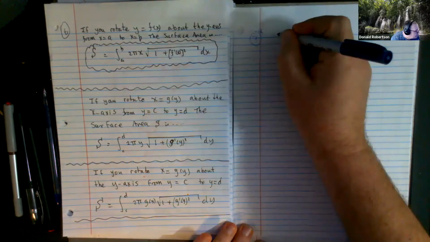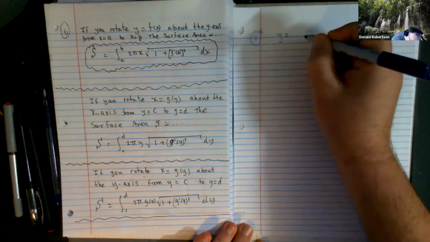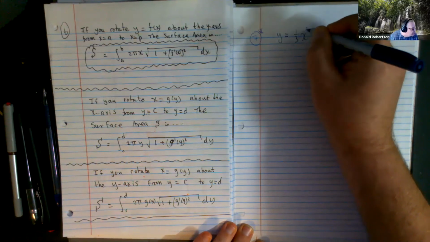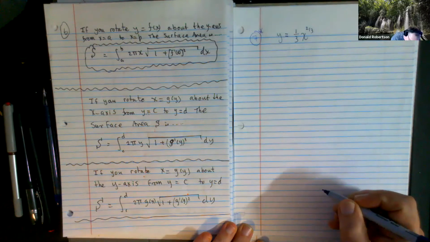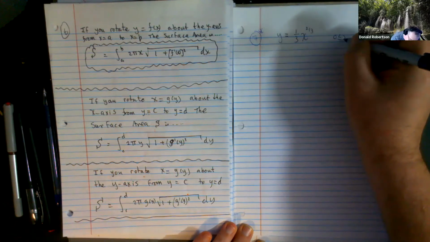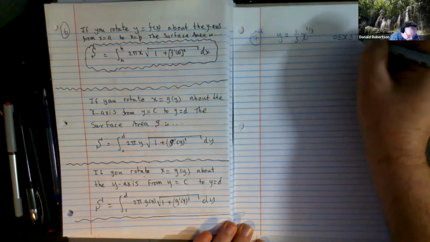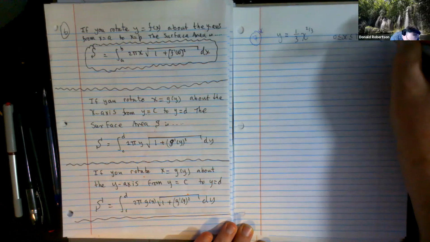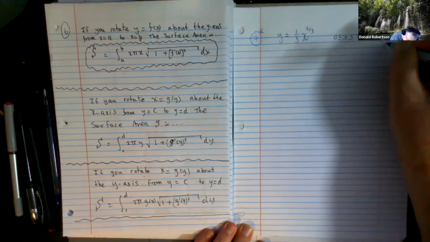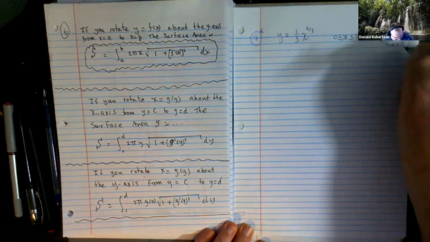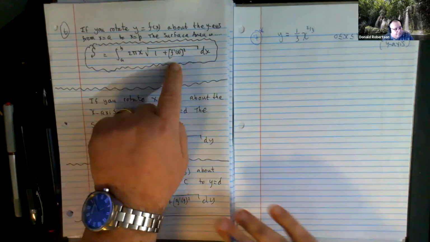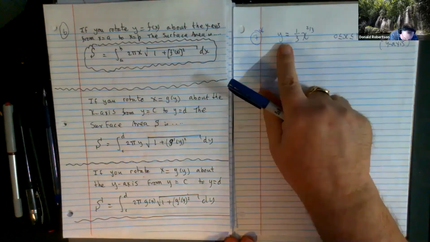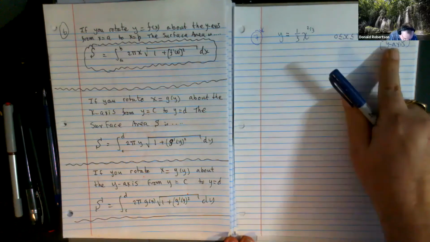It's going to be y equals 1/3 x to the 2/3. So that's the curve. X is between 0 and 12. I hope that works out well. And you're rotating about the y-axis. Which means this one. Okay, so here's my function. There's my limits. Rotate about the y-axis.